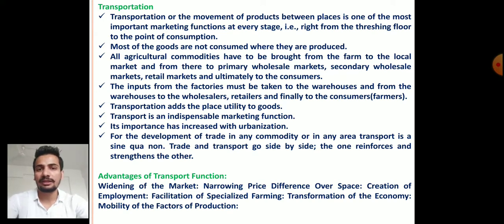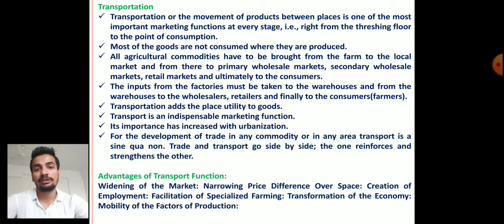So for this marketing process we need a transportation function. So this is the marketing channel, as we know. The inputs from the factories, for agricultural production farmers need some inputs. So these inputs need to be transported from the factories to warehouses, from warehouses to wholesalers, and from wholesalers to retailers, and finally to the farmers. So for input transportation also we need transportation.